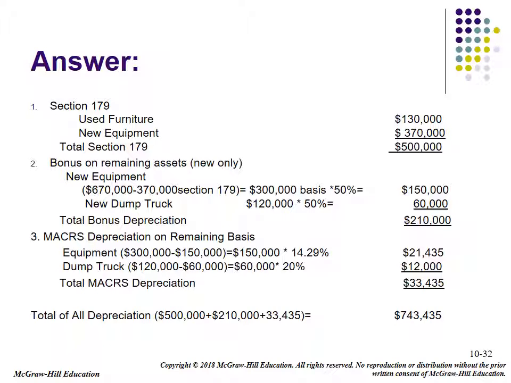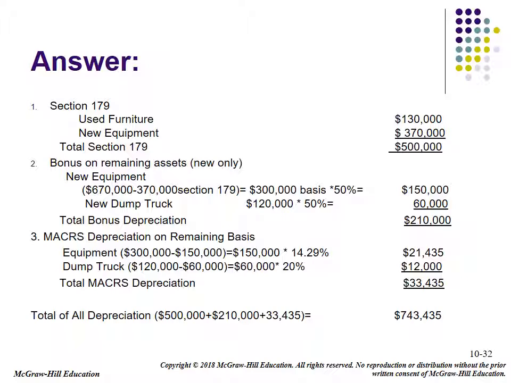But the new equipment costs us $670,000. We can't take all of it as Section 179. We can only take that portion that would reach $500,000. So only $370,000 of it will be Section 179. So we get to expense $500,000 right up front.